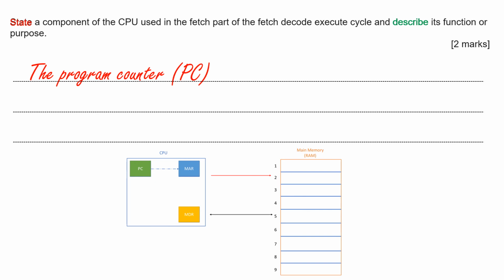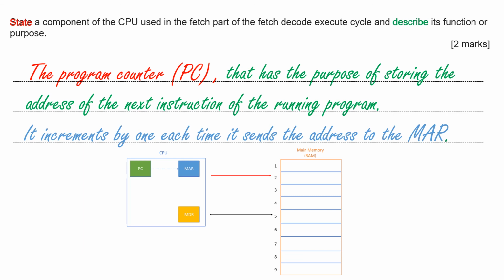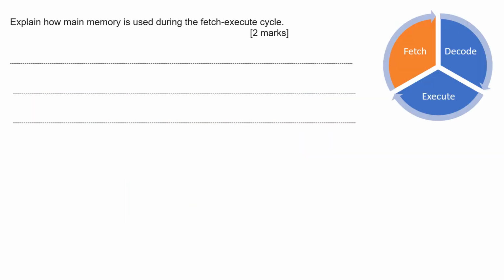So that's again in the video, and if you can't remember it, look back now. But the purpose is that it stores the address of the next instruction of the running program. Very clearly, we've stated what its job is. What does it do? We could be really clever and say that it also has to increment by 1 each time it sends the address to the MAR, the memory address register. And acronyms are fine here. But that last part won't give us any more marks because the red and the green part already get us the marks. Let's have a look at 2 final examples.